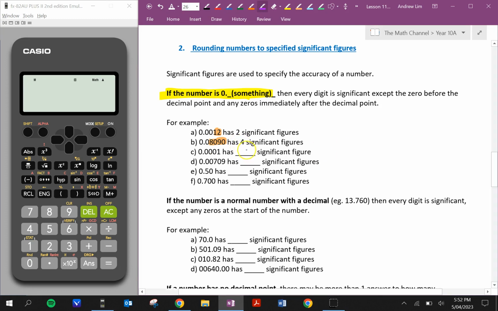Right, question C has 1, question D has 3, E has 2, F has 3. Let's just highlight them. That's significant. These 3 are significant. These 2 are significant. These 3 are significant.